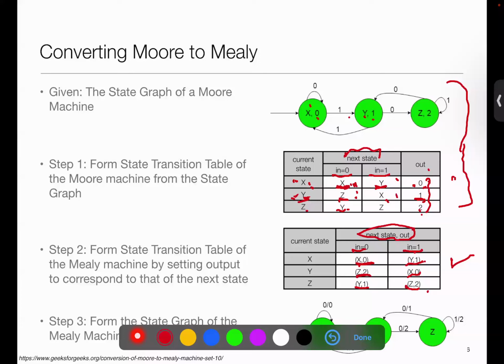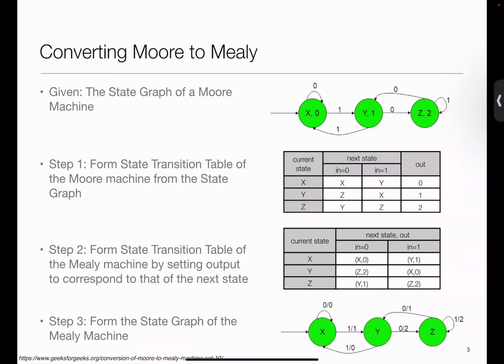That's the output we are going to put next to it. And that is why Mealy reacts quicker, right? I'm not waiting for the actual transition to take place into the next state. We are reacting to it immediately. So that's the Mealy machine. And then once you have this table, going to the graph is obviously mechanistic, so one can easily do it.